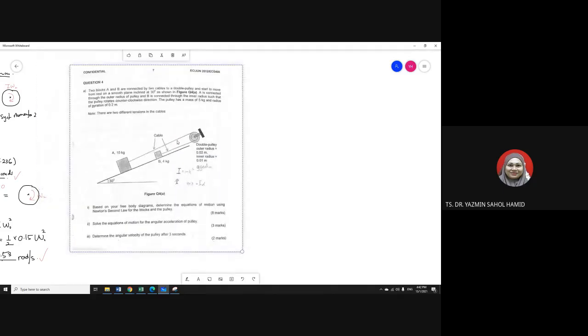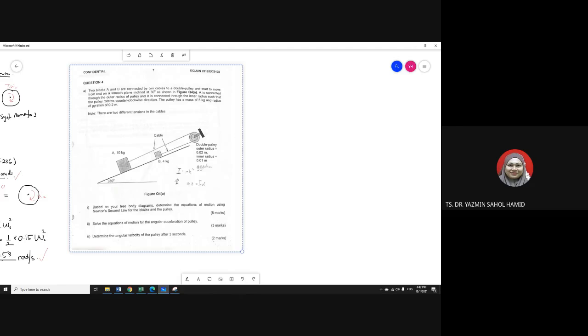Okay, now for this question, there are two blocks. Block A and block B are connected by two cables to a double pulley and start to move from rest on a smooth incline at 30 degrees as shown in figure question 4A. A is connected through the outer radius.